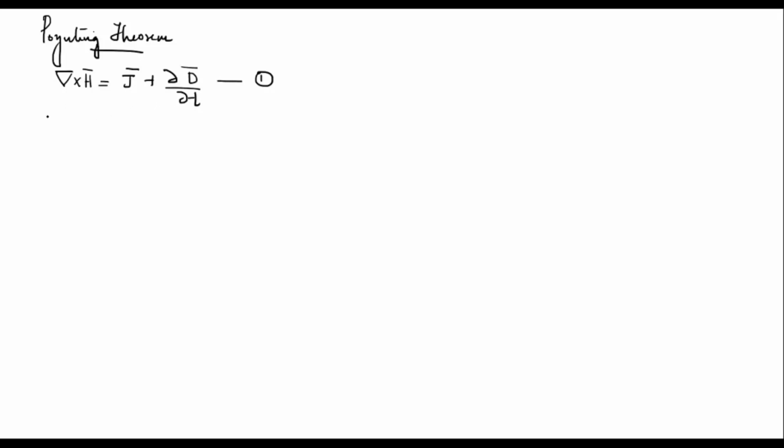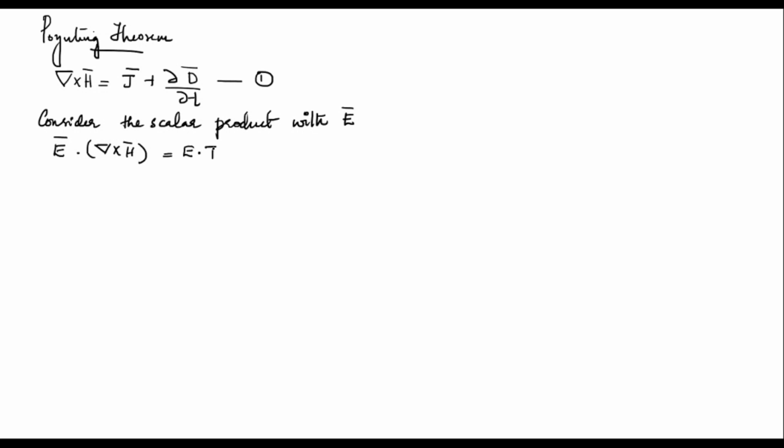Now consider the scalar product with the electric field intensity E. While considering the scalar product, it is E dot del cross H is equal to, on the right hand side also you are multiplying, so E dot J plus E dot dou D divided by dou T. Let this be equation number 2.